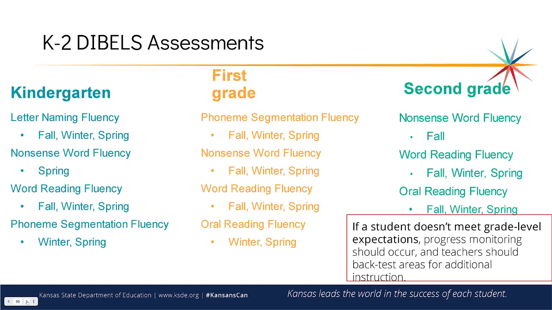First grade will complete phoneme segmentation fluency, fall, winter, and spring. Nonsense word fluency, fall, winter, and spring. Word reading fluency, fall, winter, and spring. And oral reading fluency, winter and spring. Notice in second grade there are fewer subtests that are administered, and we see nonsense word fluency in the fall only. Word reading fluency, fall, winter, and spring, and oral reading fluency, fall, winter, and spring.